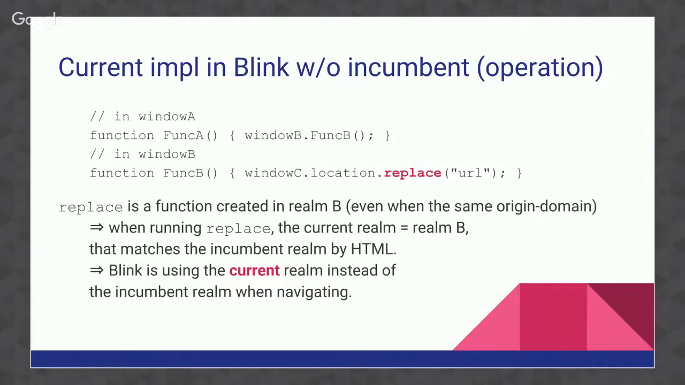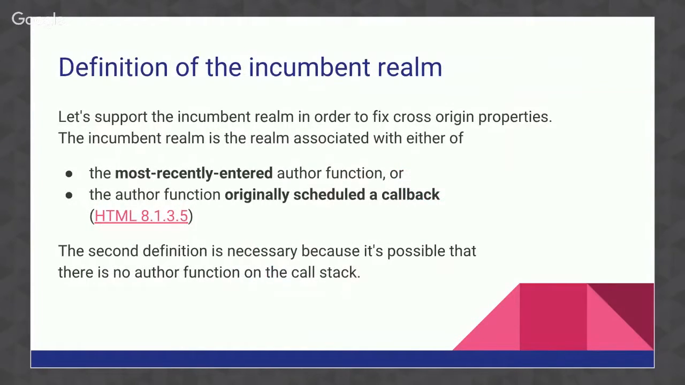This is the current situation we are in. So we'd like to fix these things first. We need to support the incumbent realm before we fix cross-origin properties. So we'd like to implement the correct incumbent realm as the spec says.